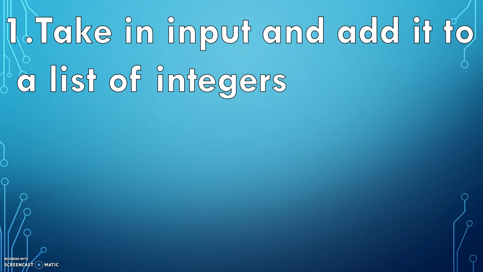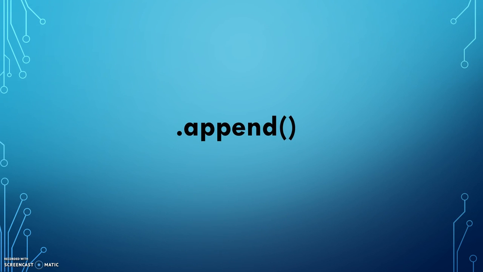So the first step is to take in input and add it to the list of integers. This is accomplished using the append statement. In order to use an append, we have to have a list. And so we're going to establish an empty list by saying num equals, and then two brackets with nothing in between. It's just our way of saying we're going to make a list. We just don't have anything to put in it yet.